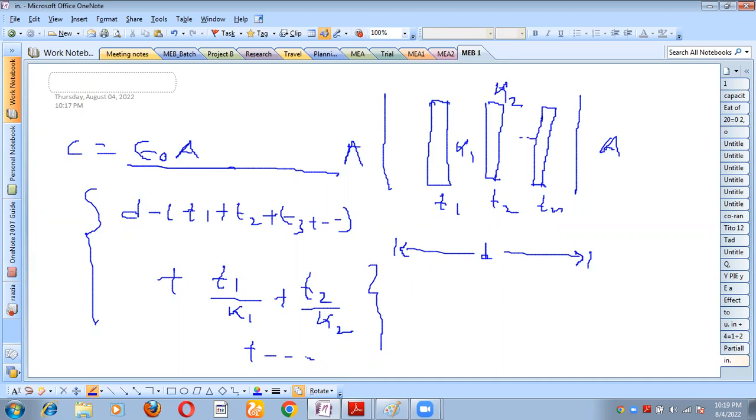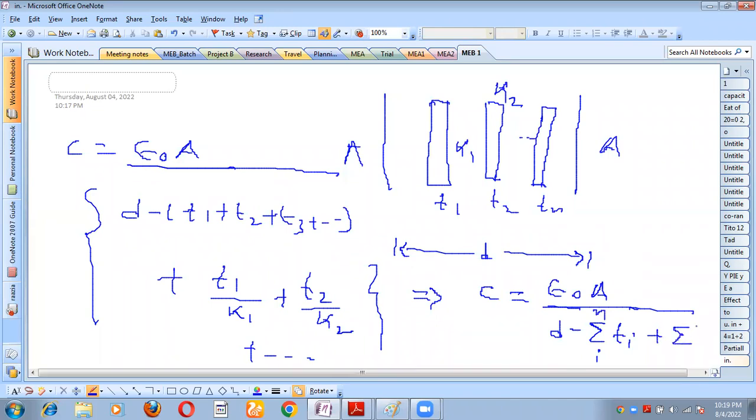The same thing will be added. In place of T, we have T1 plus T2 plus T3. So you can also generalize the formula like this. C is equal to epsilon naught A by D minus sigma Ti, i equal to 1 to n, plus sigma Ti by Ki, i equal to 1 to n. Understood this one?